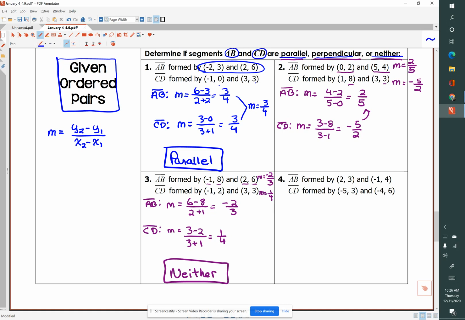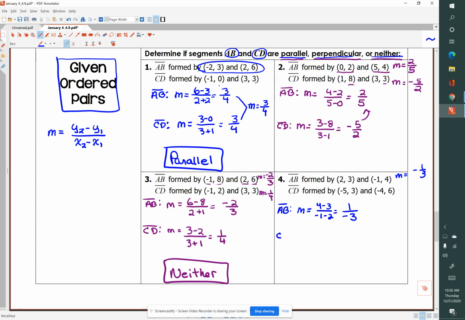So let's look at number 4. We'll start with AB. So our M equals 4 minus 3 divided by negative 1 minus 2. Don't forget your integer rules. So that would give us 1 over negative 3. So our slope here is negative 1/3.